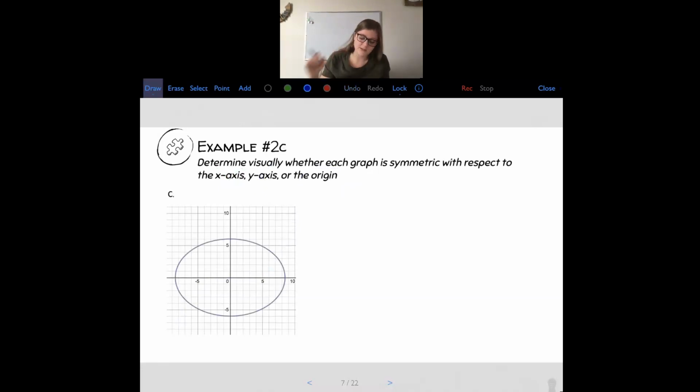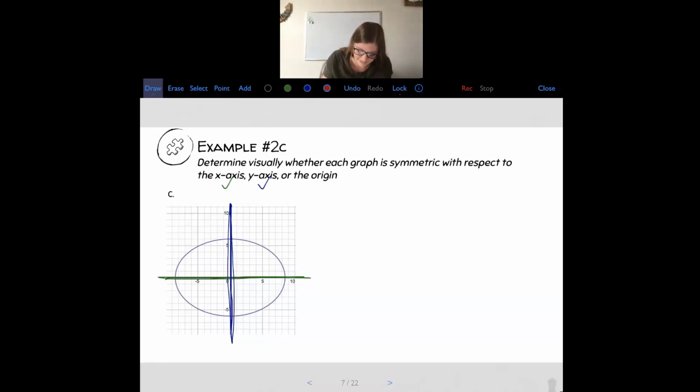Okay. 2c, determine visually whether each graph is symmetric with respect to the x-axis, y-axis, or the origin. So x-axis, if we fold this graph along the x-axis, do both sides look the same? Yes, it would coincide. Y-axis, if we folded our graph along the y-axis, do both sides look the same or do they coincide? Yes.